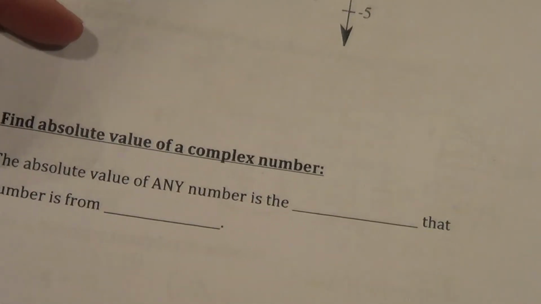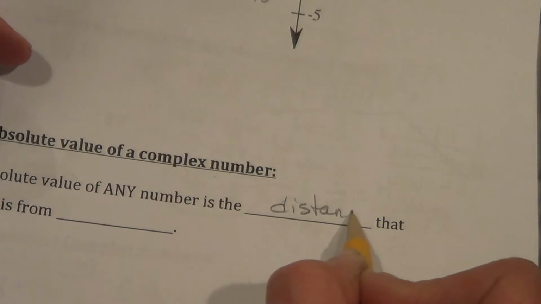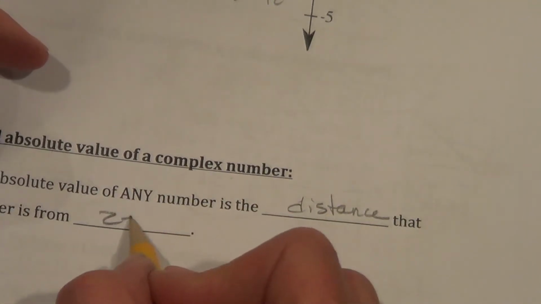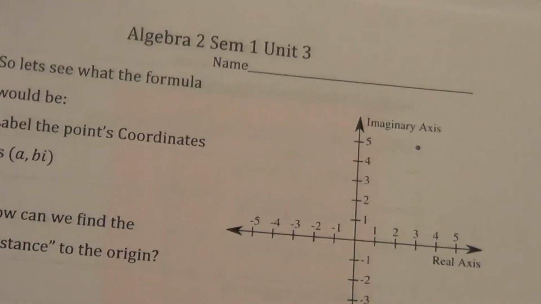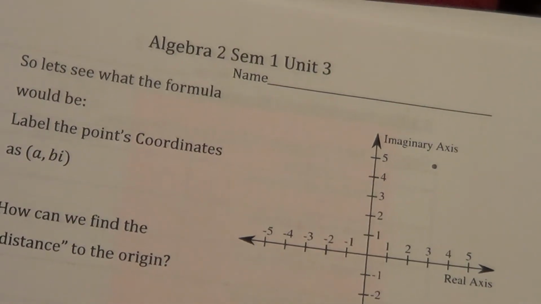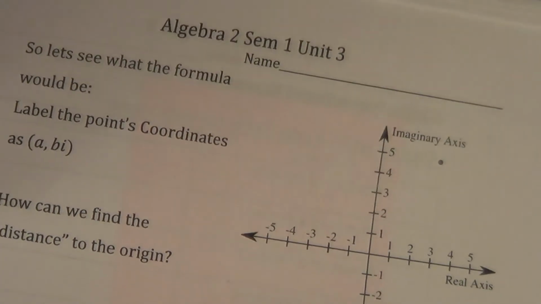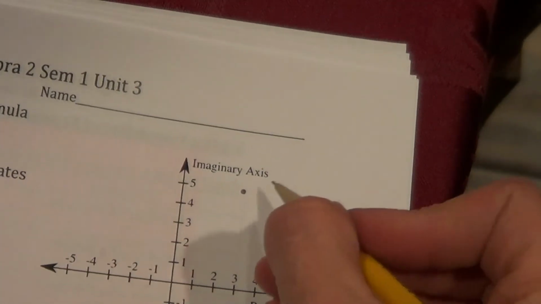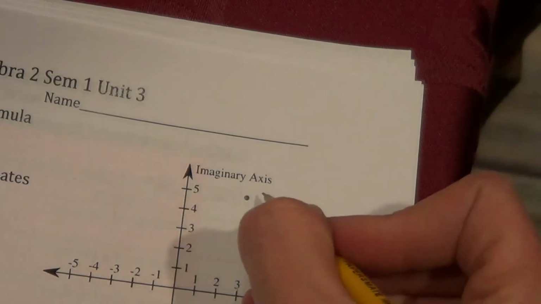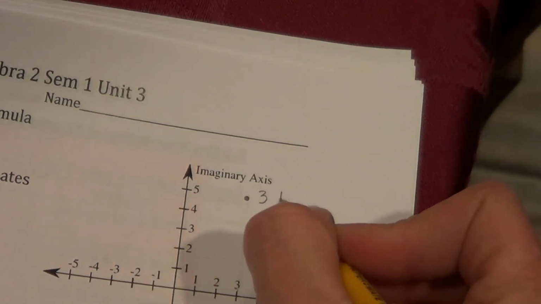The absolute value of any number is the distance that number is from 0. That's what it always means. Okay? So let's see what the formula would be. Label the point's coordinates as a, b, i. How can we find the distance from the origin? Well, this point would be 3 plus 5i.